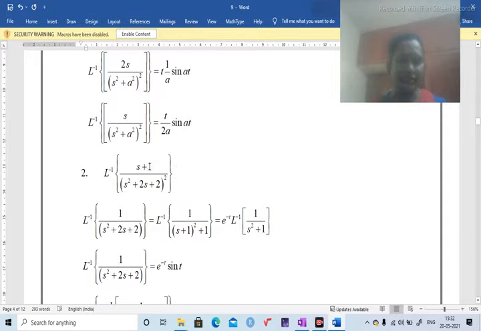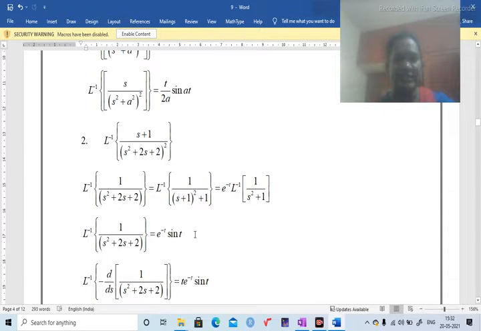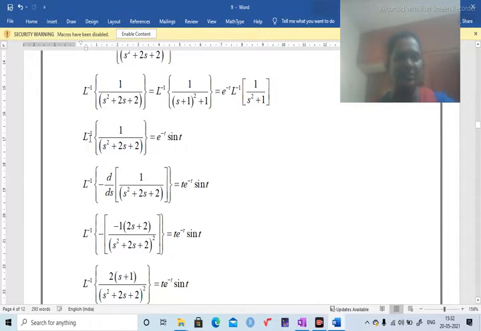Once you observe, here I am taking only 1 by s square plus 2s plus 2. So 1 as it is, the denominator I already explained. Here plus 1 is there, that's why e power minus t, 1 by s square plus 1. This is sin t. So I know the value of L inverse of 1 by s square plus 2s plus 2 as e power minus t into sin t.